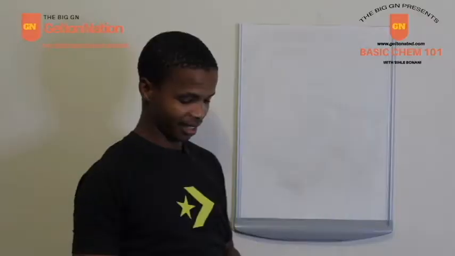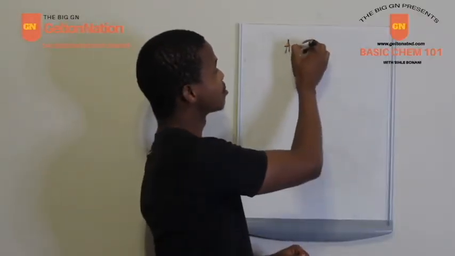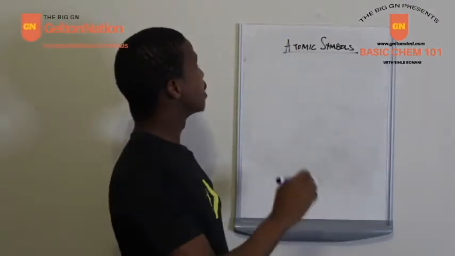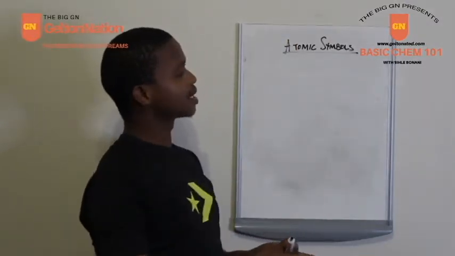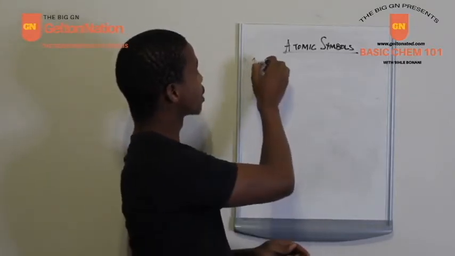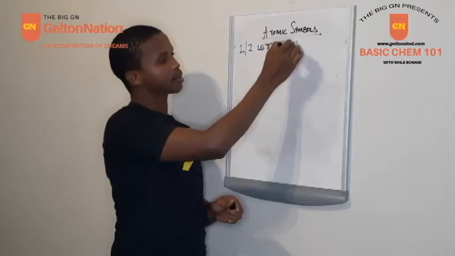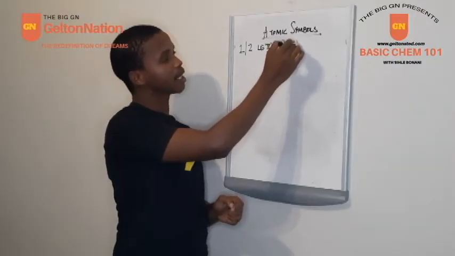And for us to explain that, we will go to an atomic structure, and we'll explain that just now. So we start with atomic symbols. Now, an atomic symbol is a representation of an element, which is a 1 or 2 letter notation to represent atoms in a particular element.